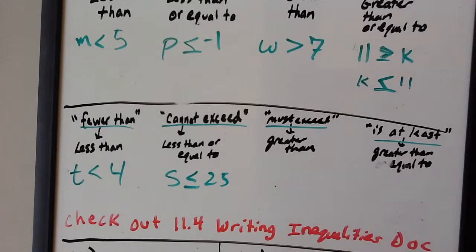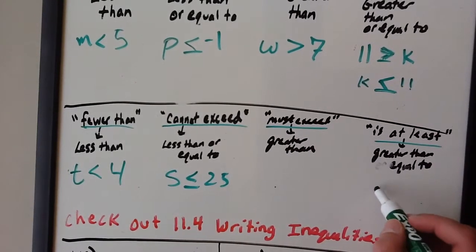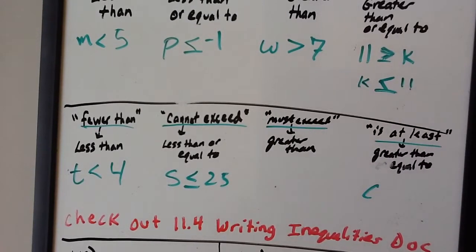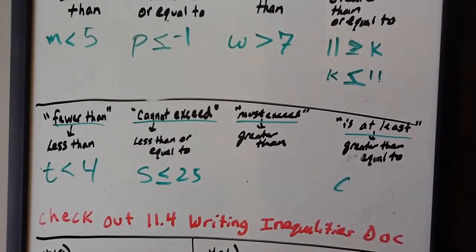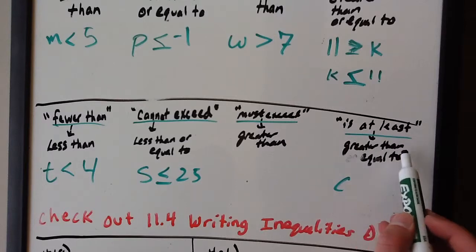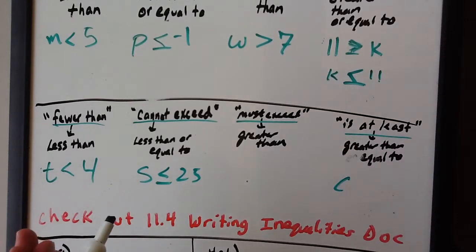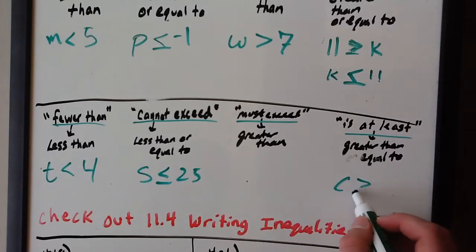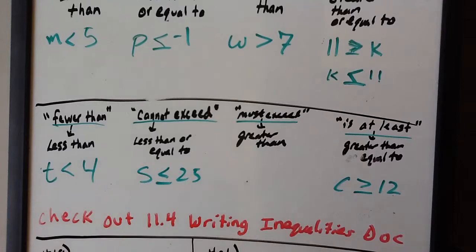The next one comes from number 9 on the worksheet. It says a number C is at least 12. If you see that phrase, it means greater than or equal to, because it has to be that number or bigger than that number. So the number C is at least, so it's greater than or equal to 12. It's either 12 or more than 12.